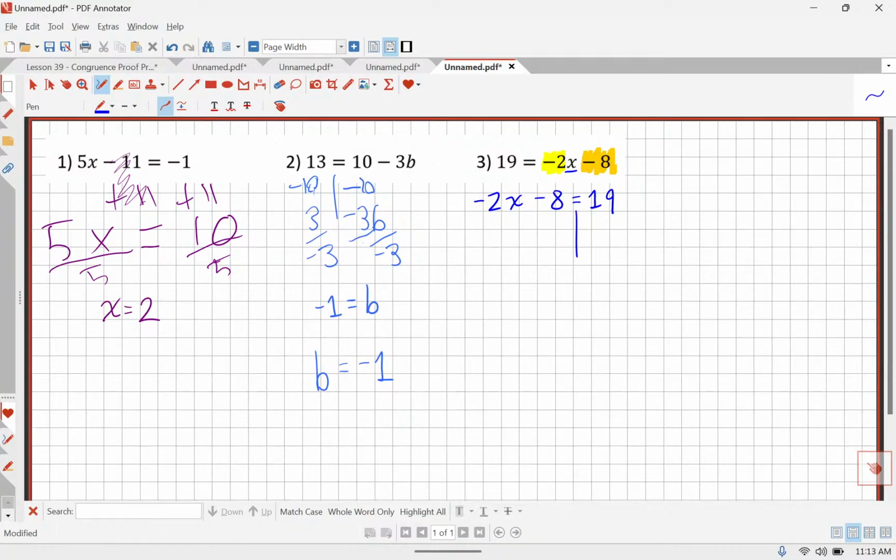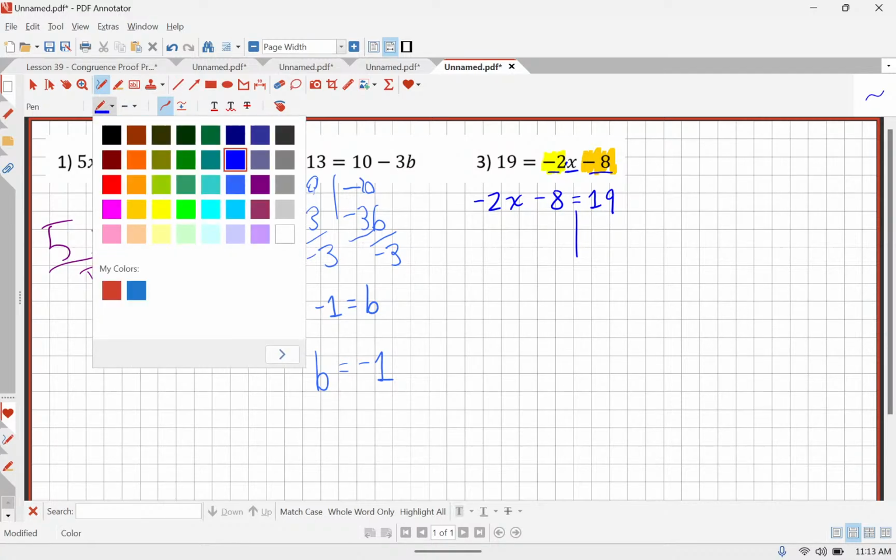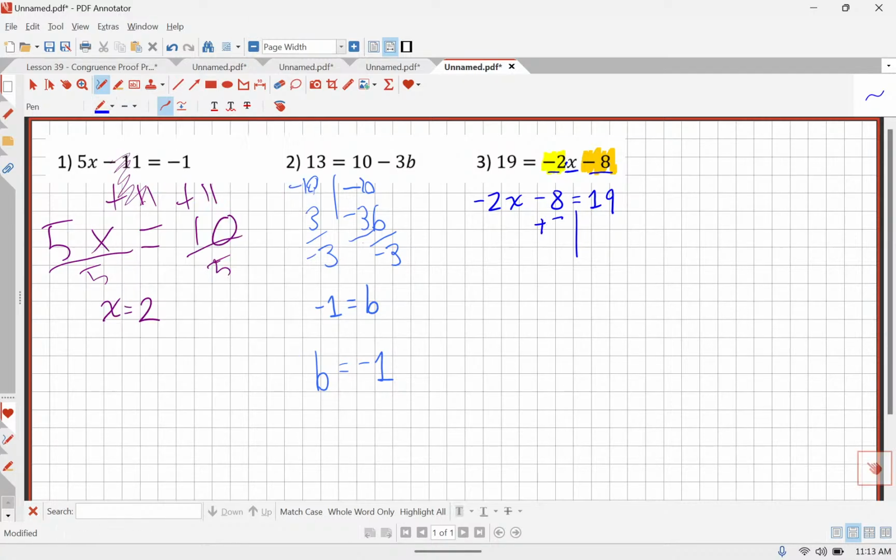We have to go in the reverse order of operations. So if I knew what x was, I would do -2 times x, and then whatever I'd do, a -8 after that. Since I'm undoing, I have to go the opposite direction. So what's the opposite of -8? Yeah, so I'm going to do +8 here, and I have to create balance by adding 8 here as well. -2x equals 27.